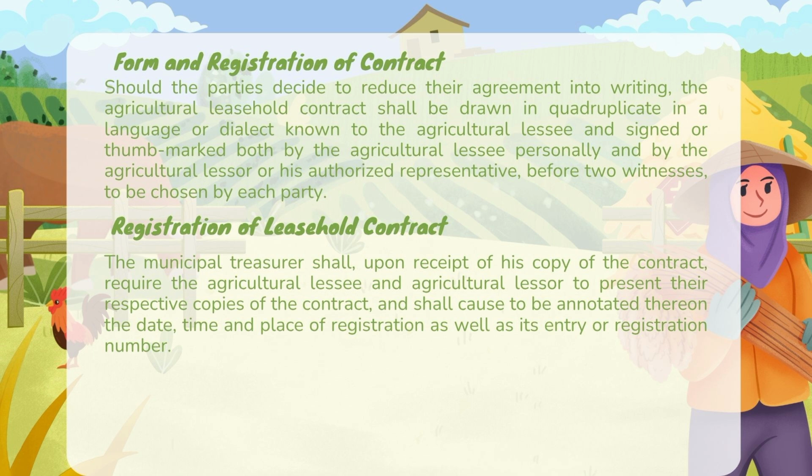Then, the form and registration of contract. Dapat nakasulat ang kontrata sa wikang naiintindihan ng magsasaka at dapat pirmado o may thumbmark nila at ng lessor. Lastly is the registration of leasehold contract. Dito naman po ay ipa-file na nila ito sa municipal treasurer para maging official at may record ng date, time at registration number.